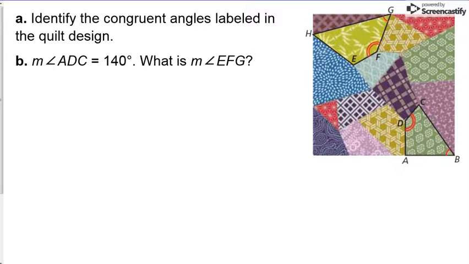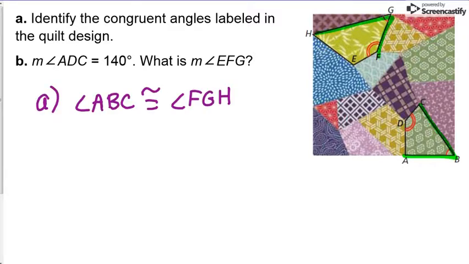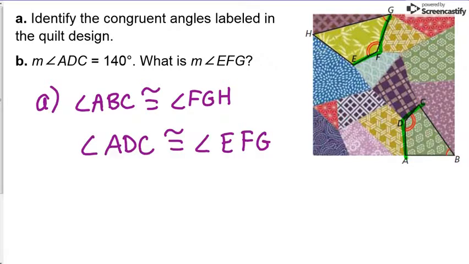All right, next we're going to identify the congruent angles labeled in the quilt design. You can see you have your angle arcs here. Both of these have one angle arc only, as opposed to these ones which have 2 angle arcs. First we have angle ABC, and that's going to be congruent to angle FGH. Remember, congruent means the same measurement.